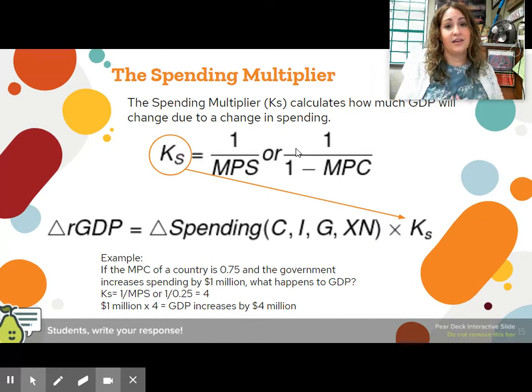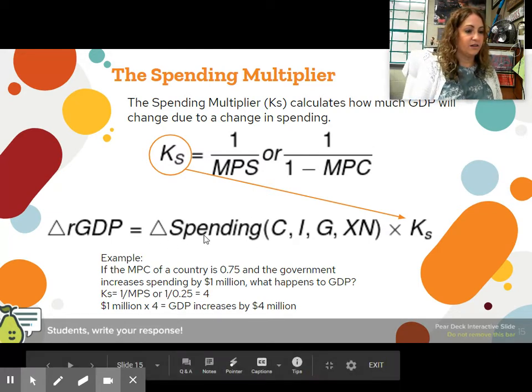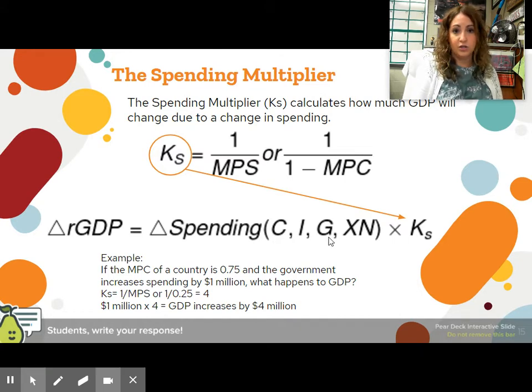So you can use either denominator. I'm always going to stick with the fewest steps denominator, so I'm always going to think of 1 over MPS. And so what do I do with this number? Well, I throw it into the second equation that you see here on the screen. You see that some sort of change in spending could be a change of C, consumption, I, investment spending, G, government spending, or net exports. Any change of those aggregate demand shifters times KS is going to give you how much GDP is going to actually change by.